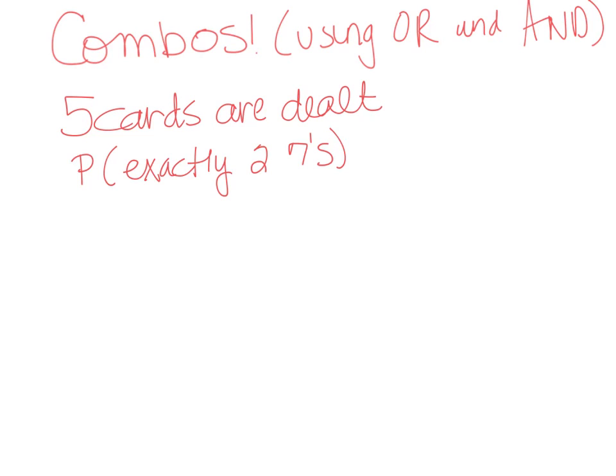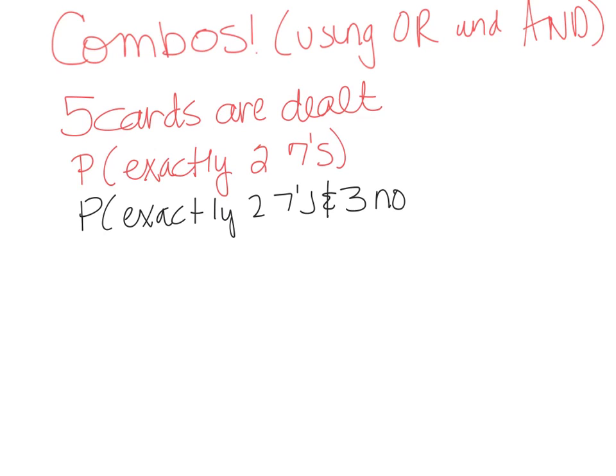So when you see the word exactly, that means you have 2 sevens, but you don't have 3 sevens or 4 sevens or 5 sevens. So the first thing you have to do when you see the word exactly is say, well, that means it's the probability of exactly 2 are sevens and 3, so there's an and, 3 are not sevens. Okay? So here's your and, okay?